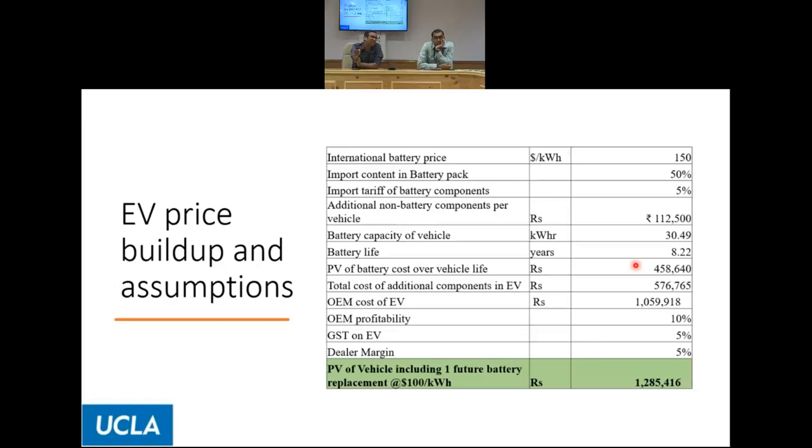I assume that you replace the battery once in the life of the car, and that in 5 years' time, we will start making the batteries in India. So the replacement battery is entirely domestically made. There isn't a foreign component there, but there will be a premium for it. So the battery alone adds 4.5 lakhs to the cost of the car. On top of that, there is the additional component, which is 1.12 lakhs. I add the two and get 5.76 lakhs, or 576,000 rupees if you're a non-Indian audience listening to this.